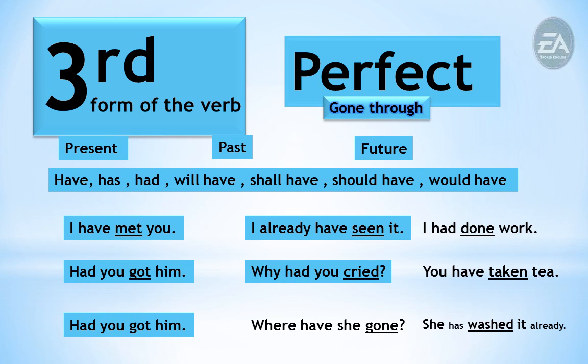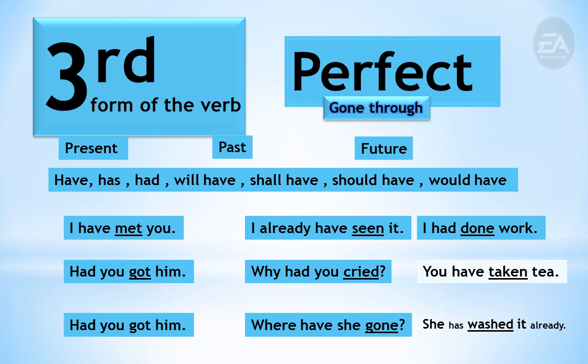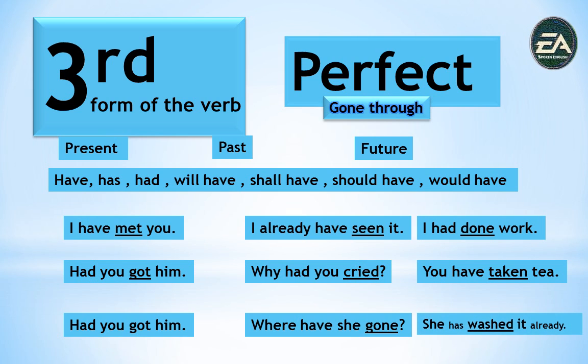Why had you cried? Where has she gone? I had done work. You have taken tea. She has washed it already. The underlined verbs are the third form. The reason is that every verb is used in the third form after we use have, has, had. Will have, would have, should have are followed by the third form.